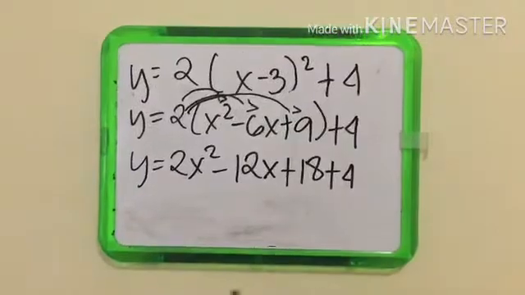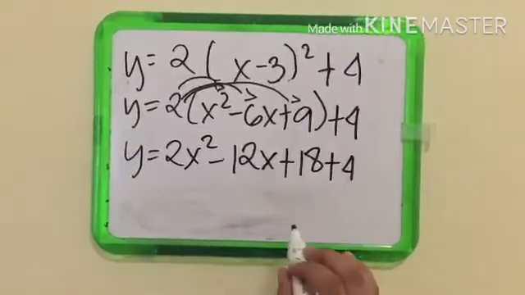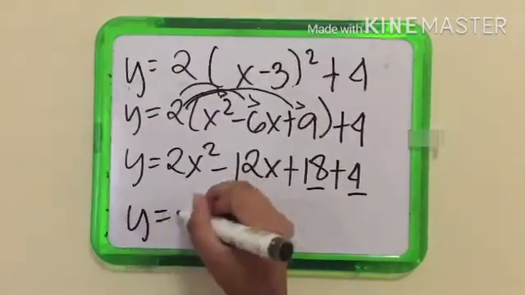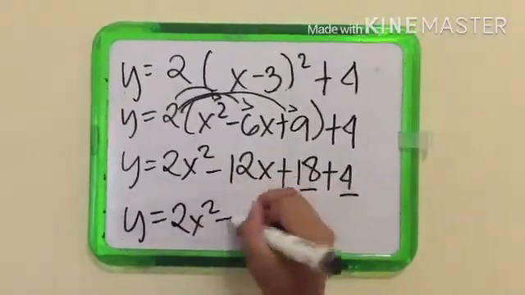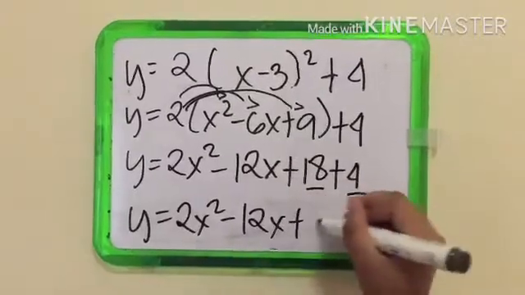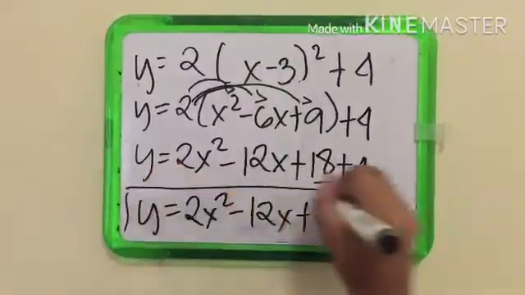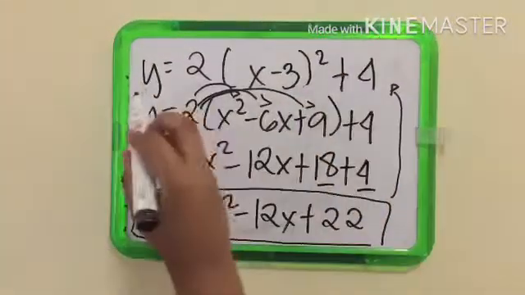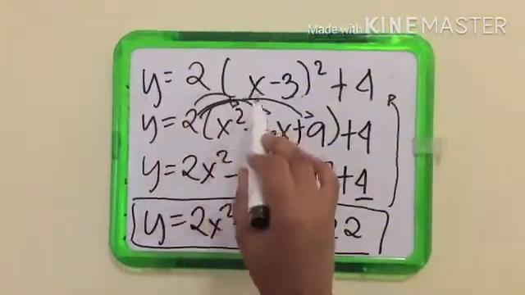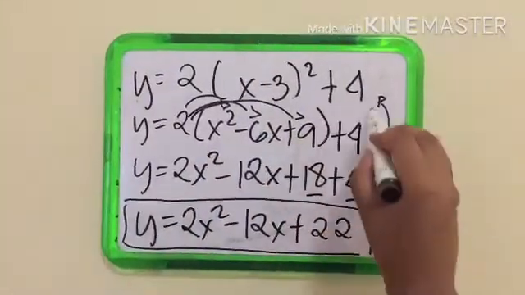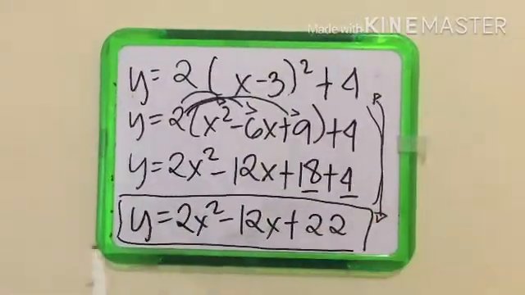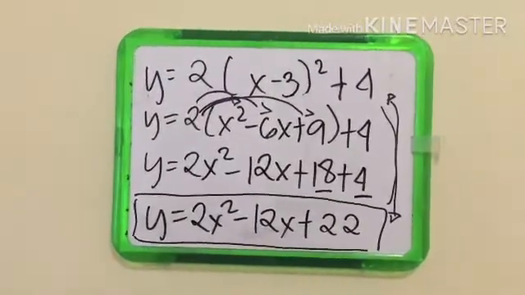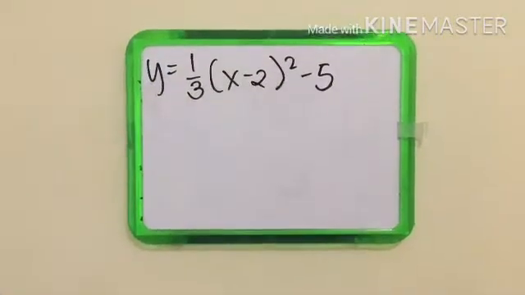Again, we add the like terms, our constants, which are 18 and 4. So our answer is y equals 2x squared minus 12x plus 22. So we converted the vertex form y equals 2 times (x minus 3) squared plus 4 into the standard form, which is y equals 2x squared minus 12x plus 22. Here is our next example.